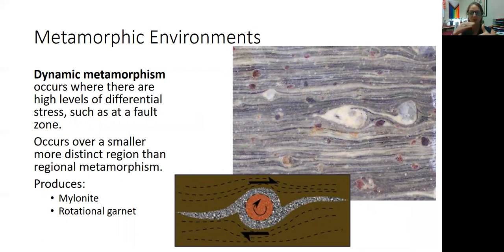And you can create grains that start to roll around, creating a structure that we call mylonite. Garnets also are often created in these environments. We call those rotational garnets. So you get a rock, and when you look at the foliation in that rock, it almost looks like storms or waves. It's very pretty, flowy, spirally, and that's because of dynamic metamorphism, right? The movement, the shear stress.